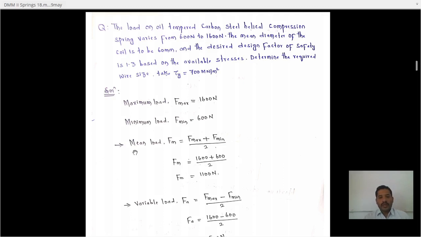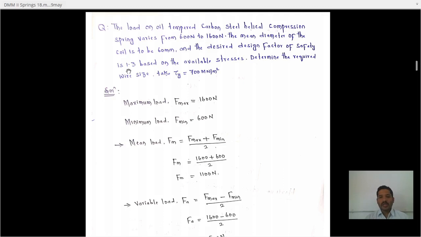So the maximum load we represent as F maximum is equal to 1600 Newton, acting on the helical compression spring, as well as the minimum load of 600 Newton. The mean diameter of the coil is to be 60 mm. So here the mean diameter capital D is given as 60 mm, and the desired design factor of safety is given as 1.3, based on the available stress.